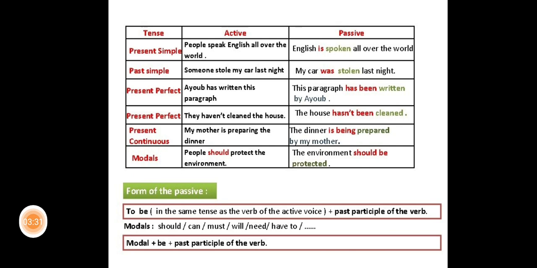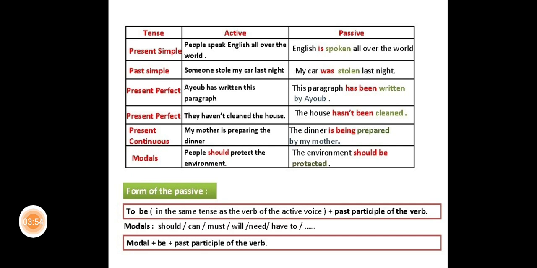Speak, that's present simple, right? So what is the verb be of the present simple? Is, are. Singular is. And the past participle of the verb speak is spoken. That's it. So English is spoken. That's the sentence of the passive. All over the world, that's additional information.